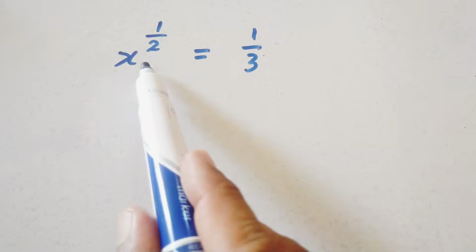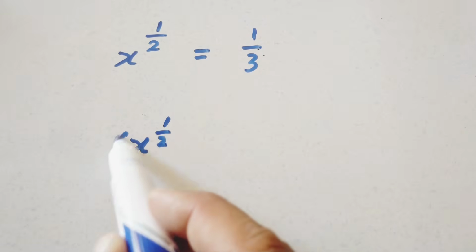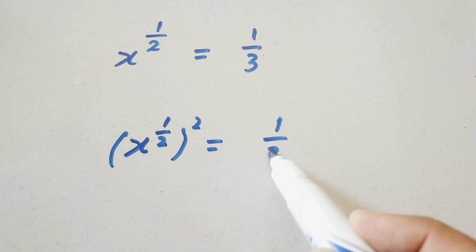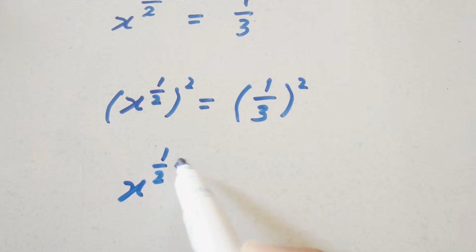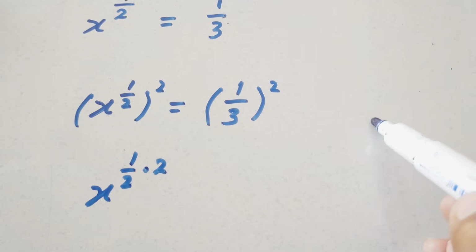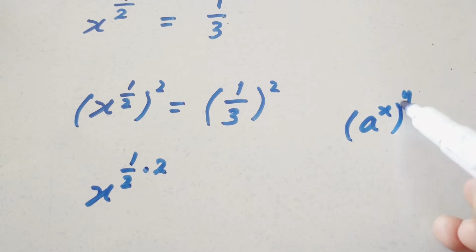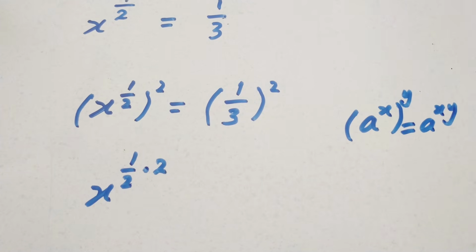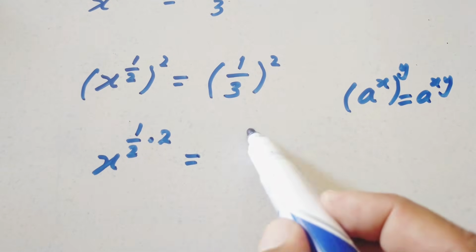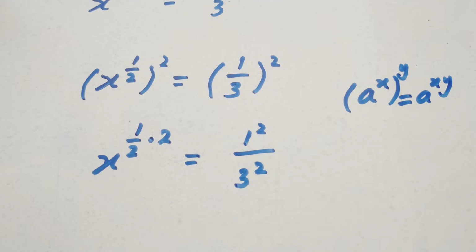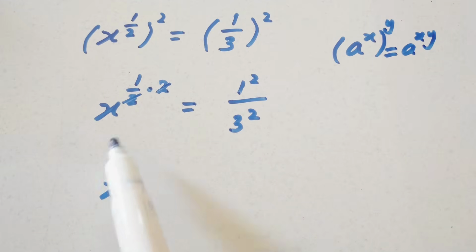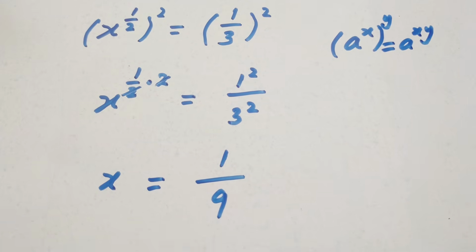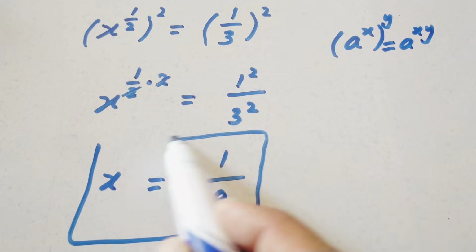Now to find the value of x, squaring on both sides, x power 1 by 2 whole squared is equal to 1 by 3 whole squared. So this will become 1 by 2 multiplied by 2, because if we have a power x to the power y, then this is equal to a power x into y. And here this will become 1 squared divided by 3 squared. So now the 2 and 2 cancel out each other. Here power 1 will be left. This is equal to 1 squared, which is 1, and 3 squared, which is 9. This is the value of x which we have verified.